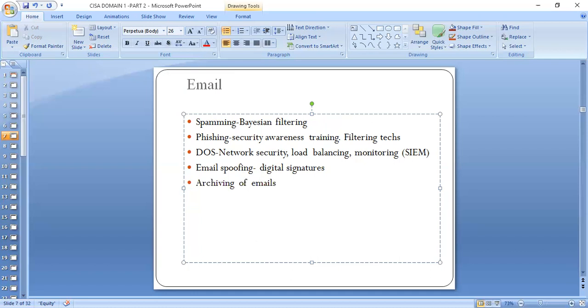So you expect that you're going to have a data retention policy or email retention policy. So some of those mails, even if they are deleted on the user's client, they are archived on the email server. All right, so that is very important. Archiving of email is very much of importance to the CISA candidates.